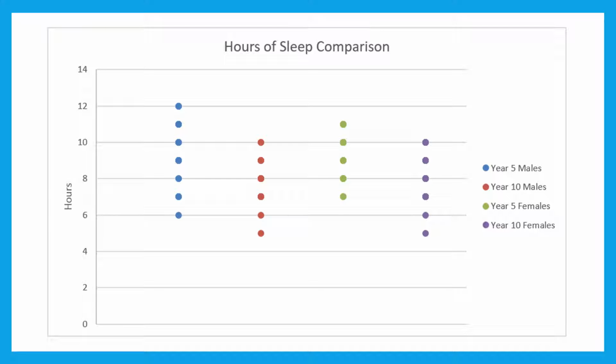The dot plot provides a visual that Year 5 males have a larger range in regards to the number of hours of sleep that they receive. Year 5 females have a smaller range, with students receiving anywhere from 7 hours to 11 hours of sleep. When looking at the groups of Year 10 males and Year 10 females, the data is identical in terms of range, meaning that students of this year level are receiving anywhere from 5 hours to 10 hours of sleep on a school night.